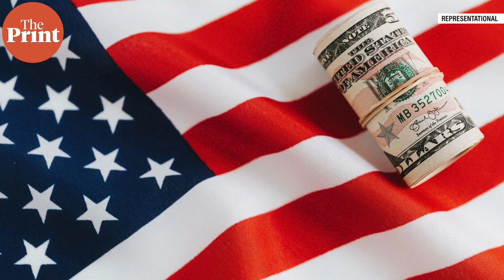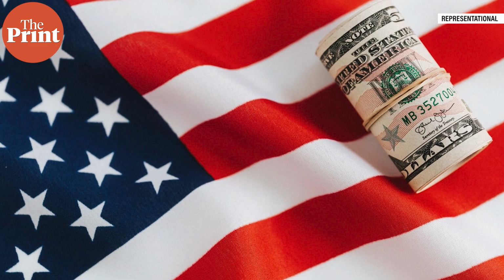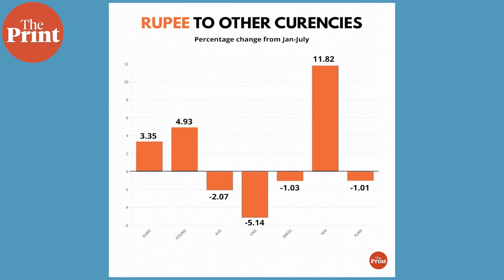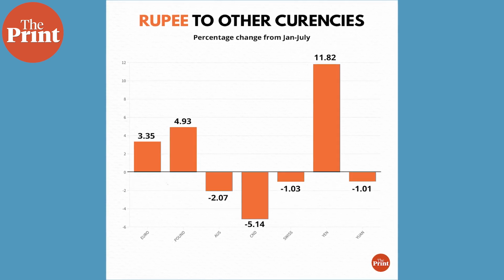Therefore, the way to look at this data is how the dollar has strengthened against all major trading currencies, and that has happened because of the aggressive interest rate regime in the US, and the fears of a global recession have pushed investors to park their money in dollar. In fact, the data shows that the rupee has strengthened against the euro, pound and yen.